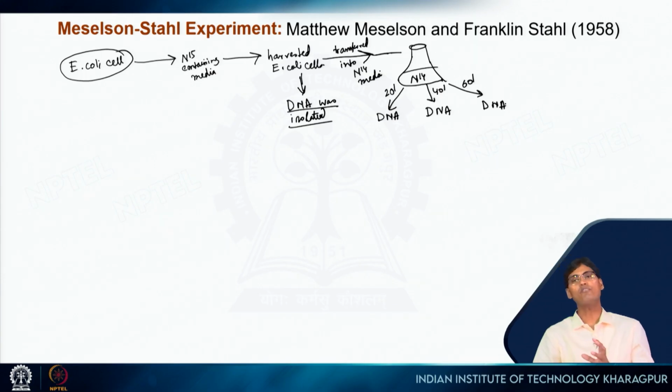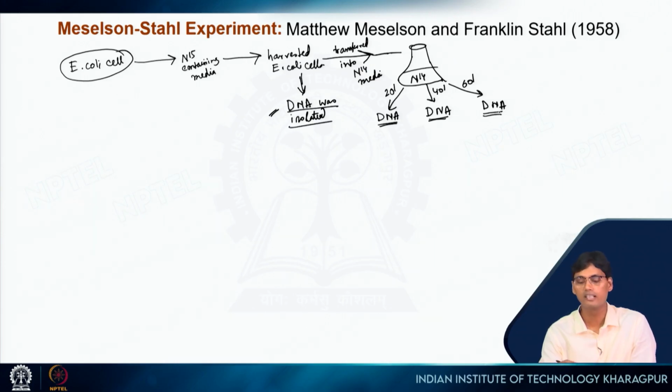So now we have 4 DNA samples. One was directly harvested from cells which were grown in N15 containing media. Then we transferred those cells into N14 containing media and waited for 20 minutes, and we took another DNA sample, then after 40 minutes again we extracted DNA, and after 60 minutes again we extracted DNA. Now, they analyzed these 4 DNA samples through the same centrifugation technique which I discussed in the last slide.